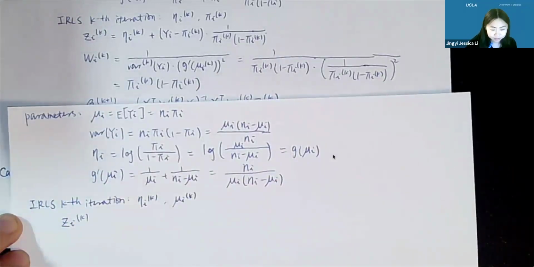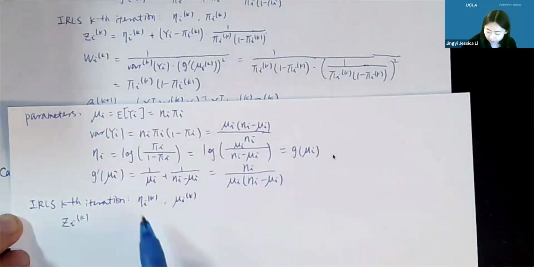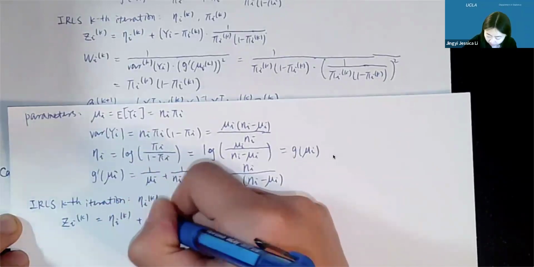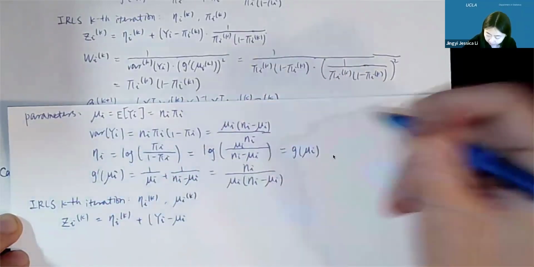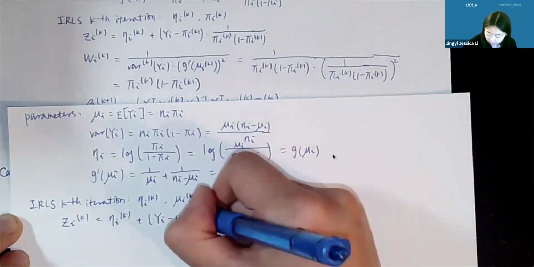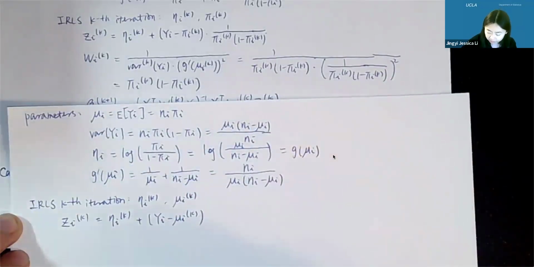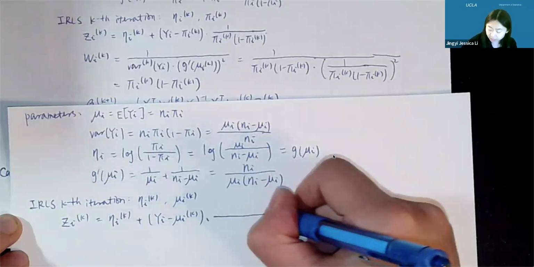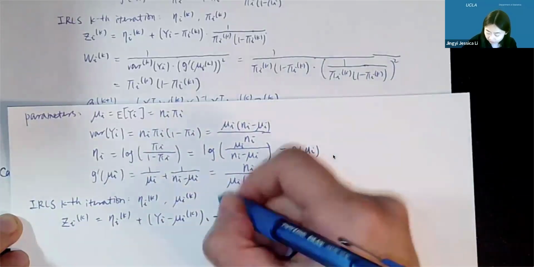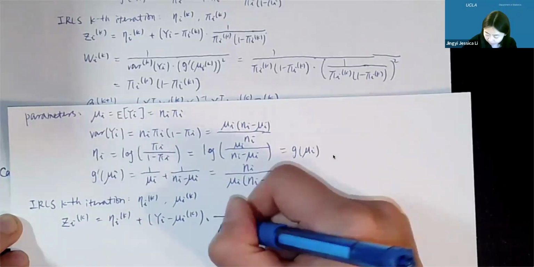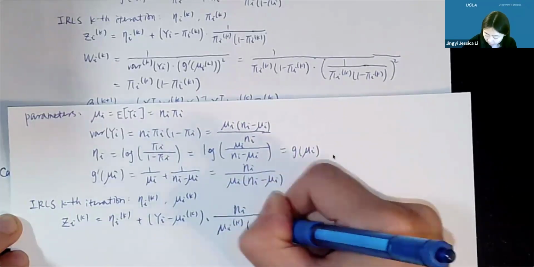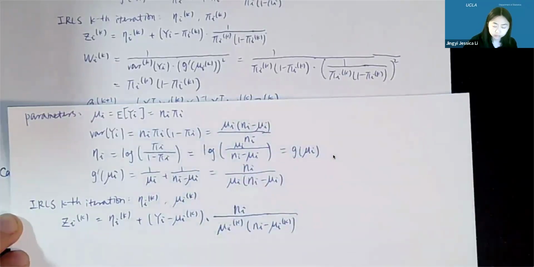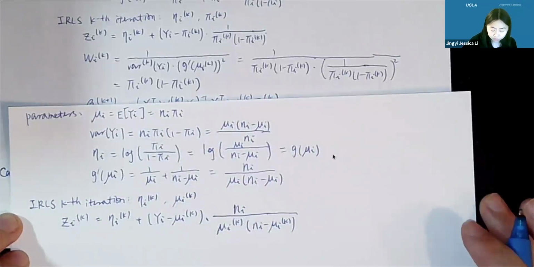We calculate the working dependent variable based on the parameters. It's eta_ik plus (y_i minus mu_ik) times the gradient, the derivative of eta_i with respect to mu_ik, using the current parameter value and the current expectation value for y_i, which is n_i minus mu_ik. That's the working dependent variable.